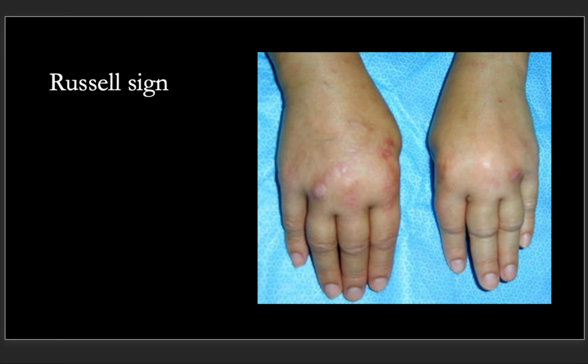They really love to test this one. They won't say Russell sign, but they'll say that there's bruising or scars or excoriations on the knuckles, the MCP joints. This is because if you think about how someone induces vomiting, they stick their hand in their mouth, and so you end up cutting them on the teeth.